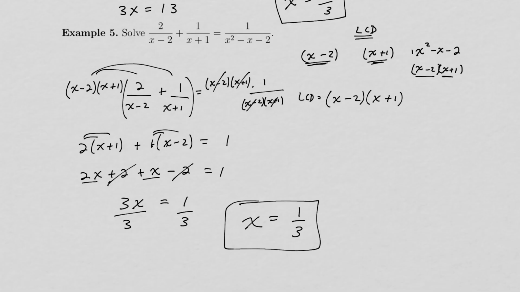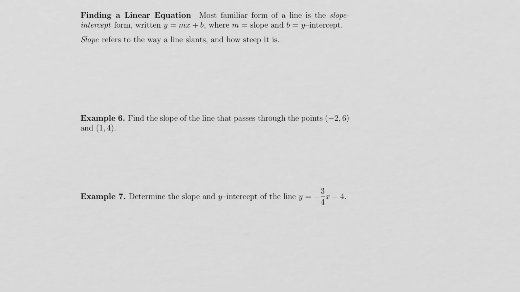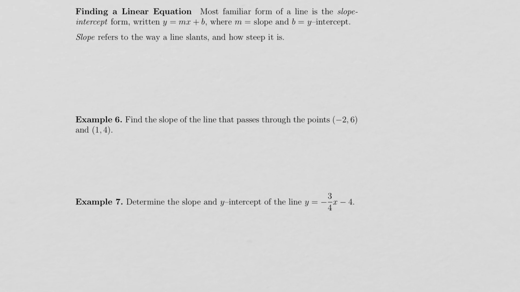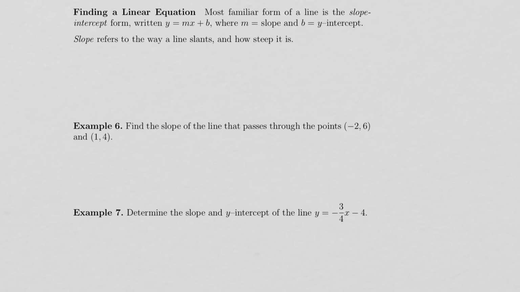Okay, so that's solving equations. Now let's switch gears a little bit and talk about how to find a linear equation, like basically how to come up with the equation of a line. So there's many different forms that we can use for the equation of a line. The one that you guys are most familiar with is y equals mx plus b. So we have y equals mx plus b, where m is the slope, right? So the coefficient of the x term is the slope. And then the b, we usually call the y-intercept.